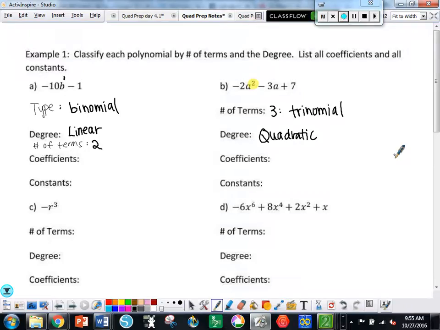On part A, the coefficient is what? -10. Is the 1 considered a coefficient? No, the 1 is considered a constant because it does not have a variable. But on part B, there are 2 coefficients. What are they? -2 and -3. The 7 is not a coefficient, it would be a constant. So having done that, will you try part C?